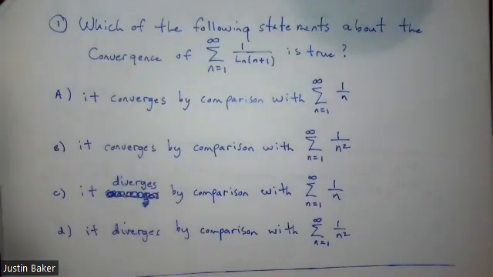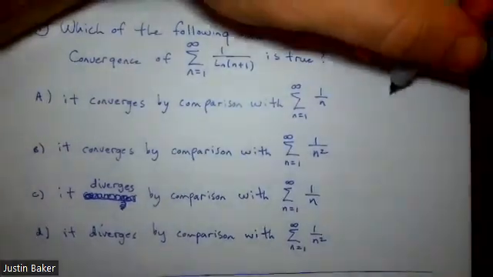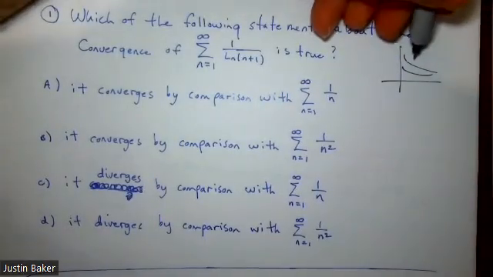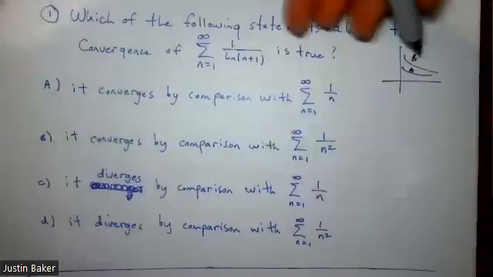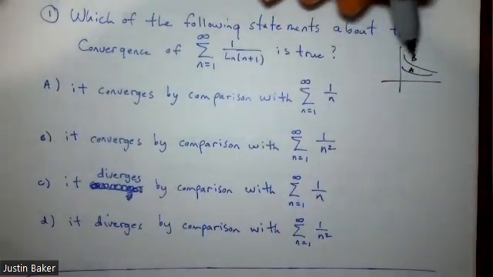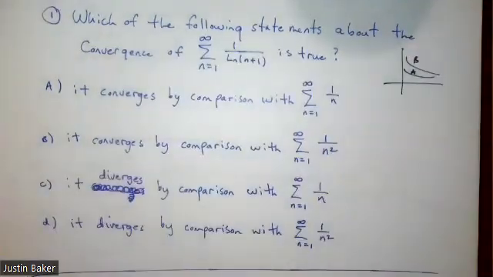So this first one is talking about the comparison test. So remember what we knew about the comparison test. If you had two things and this one was B and this one was A, B could force A to converge and A could force B to diverge.